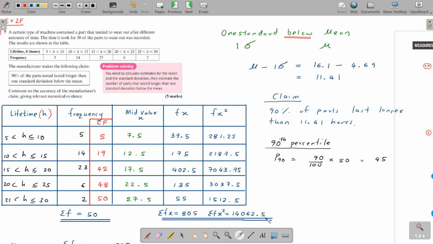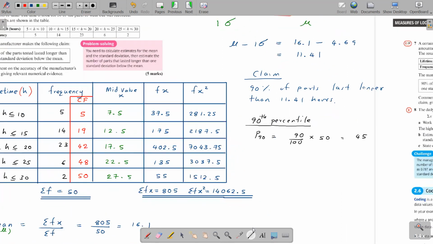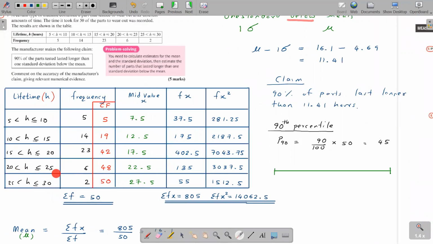All right, so then let's go to find the 90th percentile. So you draw the line 45. To which column does it fall? 45 doesn't fall. To check the cumulative frequency. So 5, no, 45 is more than 5. 19, 45 is more than 19. 45 is more than 42, so it doesn't have. 48 is the first to pass 45. So 48. So this belongs to which group? It belongs to 20 to 25. So 20 to 25, isn't it?